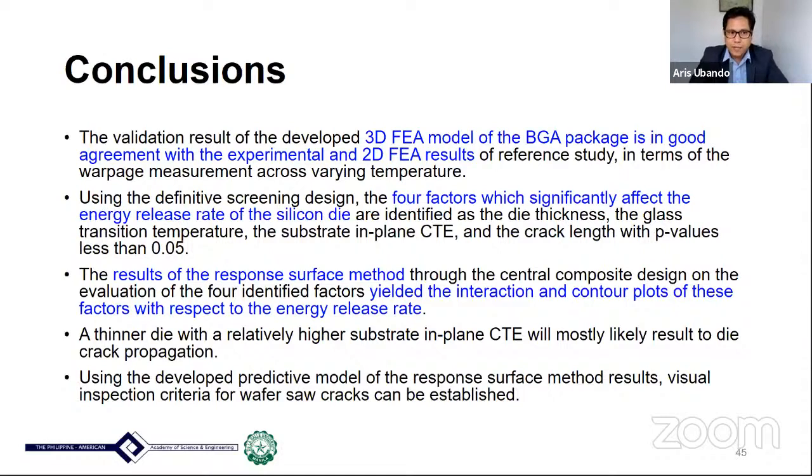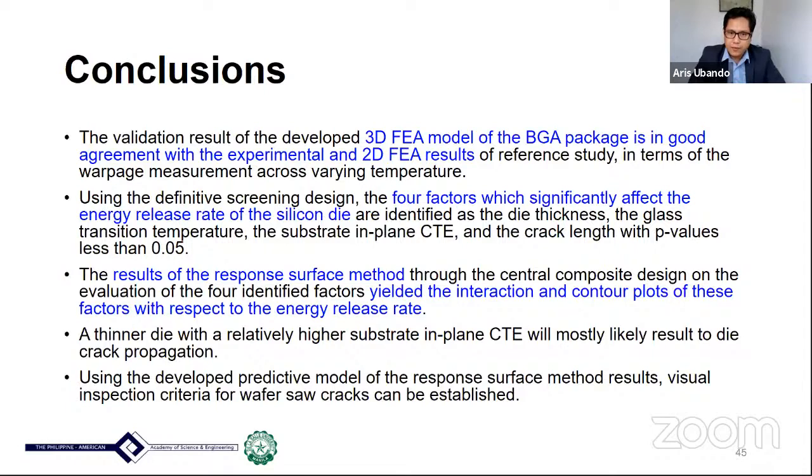And we have applied a definitive screening design approach, which identified the four significant factors that affect the crack propagation in the silicon die. And we found that die thickness, glass transition temperature, the substrate in plane CPE, and the crack lengths are the four factors that significantly affect the crack propagation. Then we applied a response surface method.